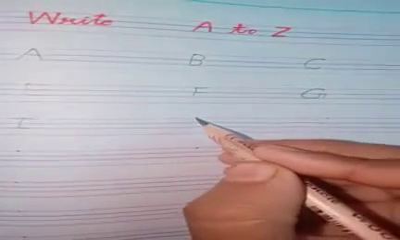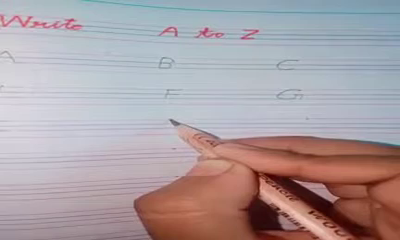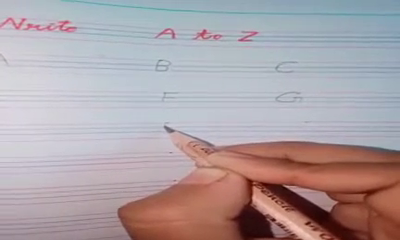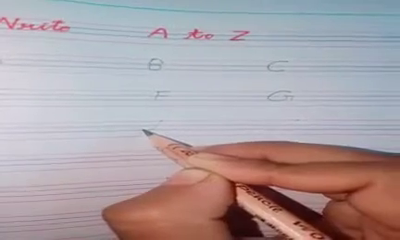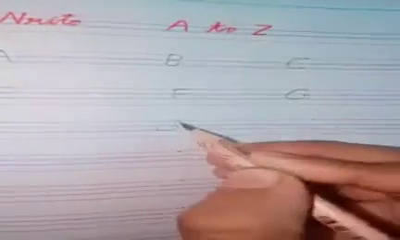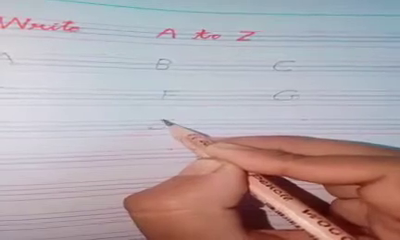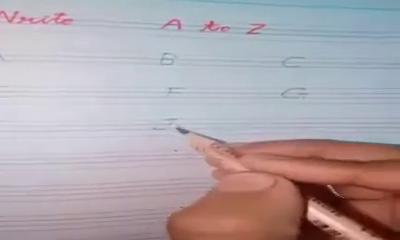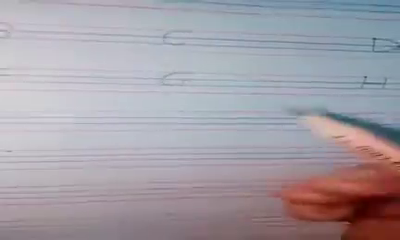I after J. Capital J. Start from the top. Draw a standing line to the bottom with a small backward curve like this, and go back to the top. Draw a sleeping line across like this. This is capital J.